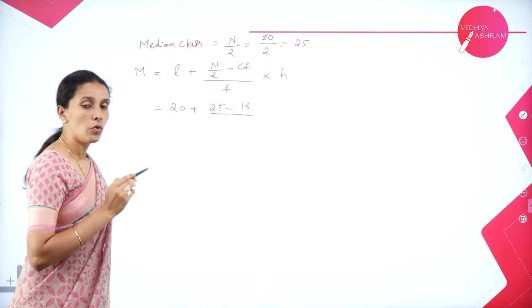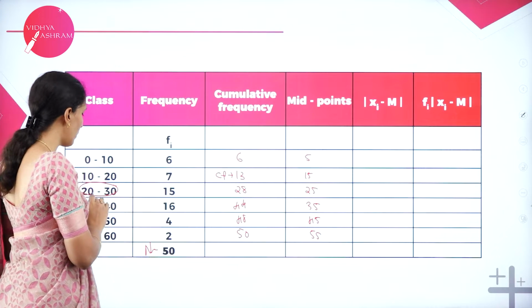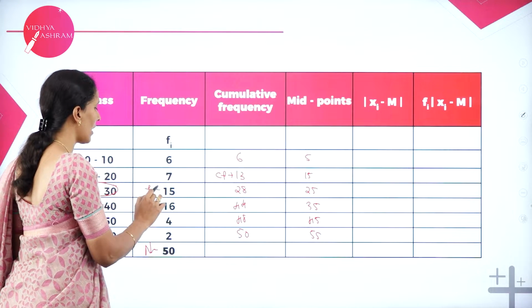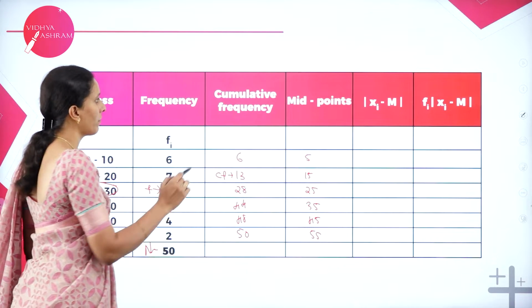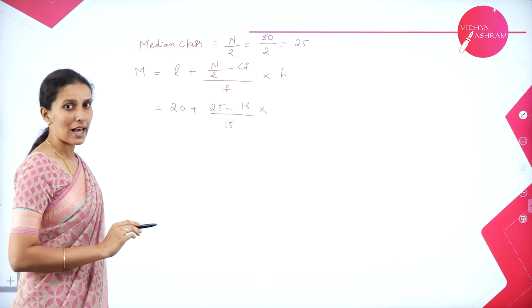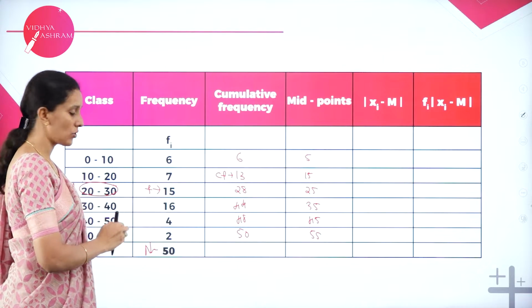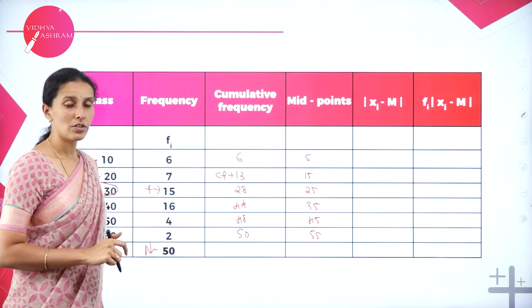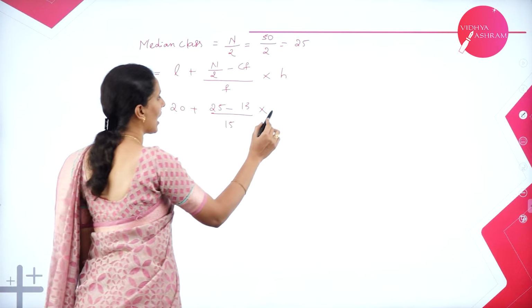F denotes the frequency of that class. If this is the median class, this is your F. Therefore, F you should take as 15. And H is the size of the class interval. What is the size of the class interval? 20 to 30, what is the difference you have? That is 10. So that is the class size.